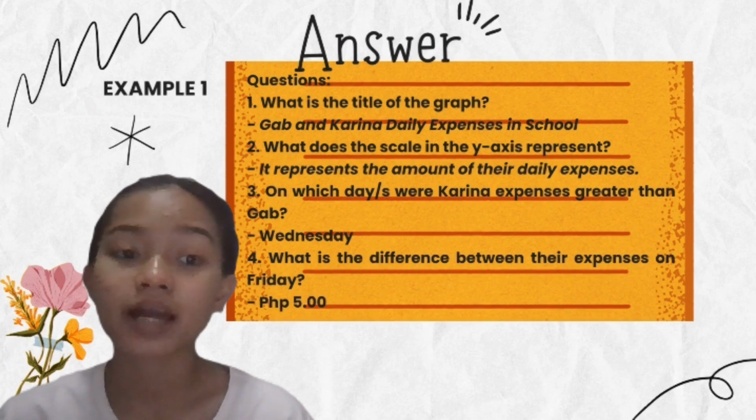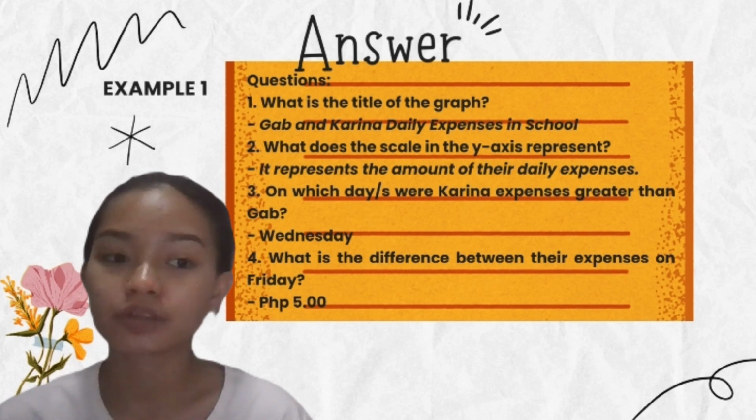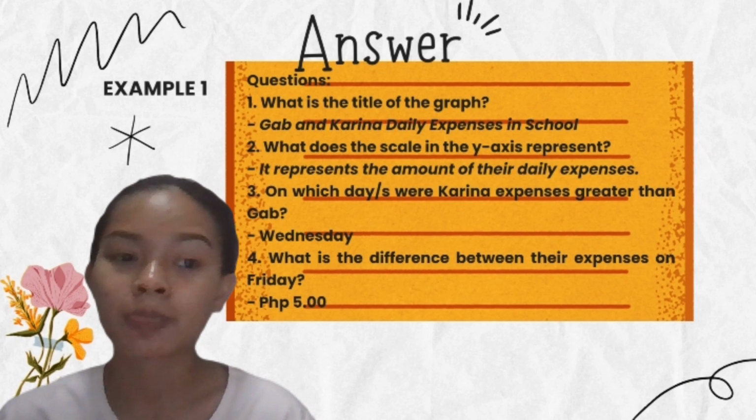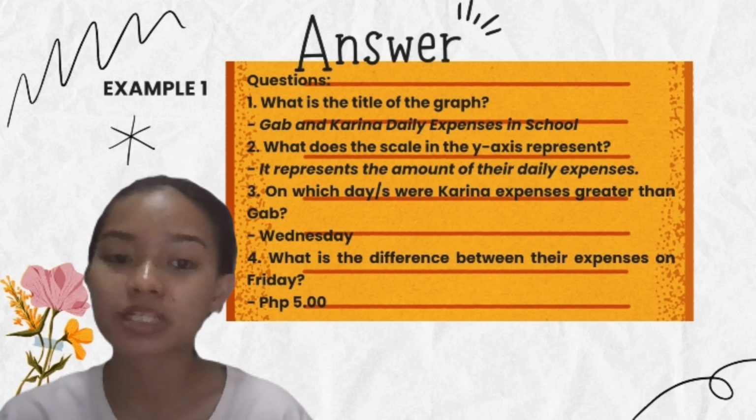Now, let's compare Gab and Karina's graph of expenses by referring to the graph, and let us answer these questions. Number 1, what is the title of the graph? The title of our graph is Gab and Karina's daily expenses in school. Number 2, what does the scale on the y-axis represent? The scale on the y-axis represents the amount of their daily expenses.